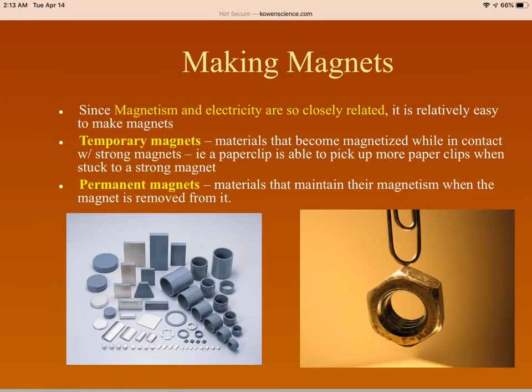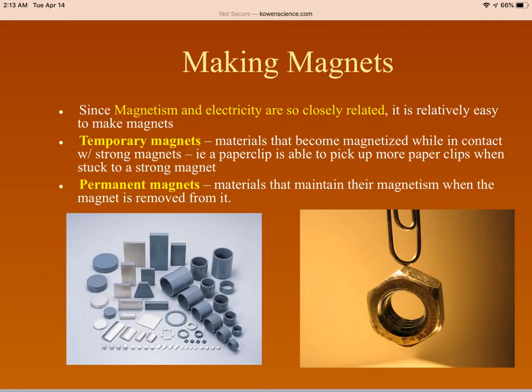Since magnetism and electricity are closely related, we can use this to help make magnets. Temporary magnets are going to be magnets made when the material becomes magnetized while in contact with a strong magnet. For example, if we look at the picture on the bottom right, the paper clip is able to pick up more paper clips, or in this case a nut, because it's stuck to a stronger magnet.